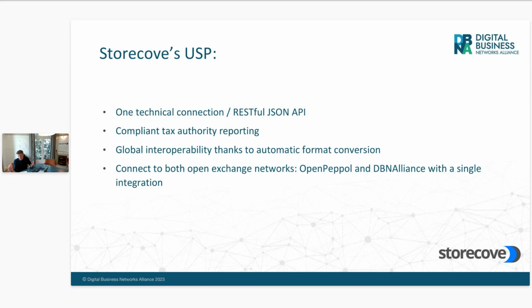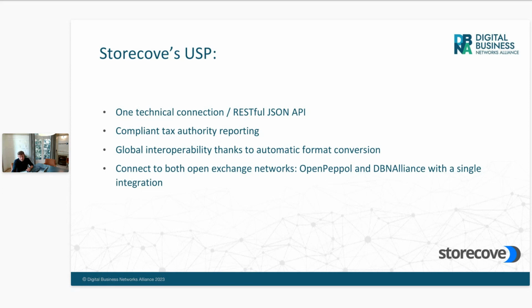Because if you, as a PEPPOL sender, add the identifier of the US company, we will send the invoice over the DBNA network because of the double registration, and we'll ask the receiver, what format do you need? And then automatically generate the format that's needed on the receiving side. And so for those two special elements, double registration, PEPPOL and DBNA, but also generating the specific format, we can operate as a switch and actually help every company to send and receive invoices over the two networks.